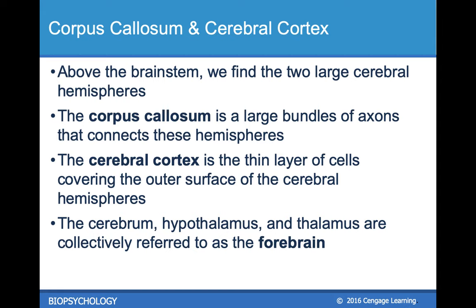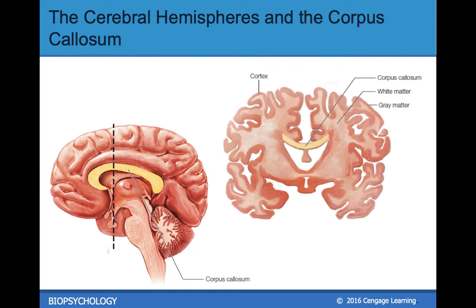So above our brainstem, we find two large cerebral hemispheres. This is typically what we think about when we're talking about the human brain. The corpus callosum, again, is that large bundle of axons that connects these two hemispheres. And then the cerebral cortex is that thin layer of cells that covers the outer surface of our cerebral hemisphere. So I'm going to go back to this image. You see it says here, the white matter, which is the inside stuff, that's the axons. Again, that's that myelinated fatty tissue, essentially the cables that are running between the neurons. And the gray matter is the cell bodies, and the cell bodies sit on the outside, and then all their internal connections go in towards the center to interconnect the different parts of the brain.